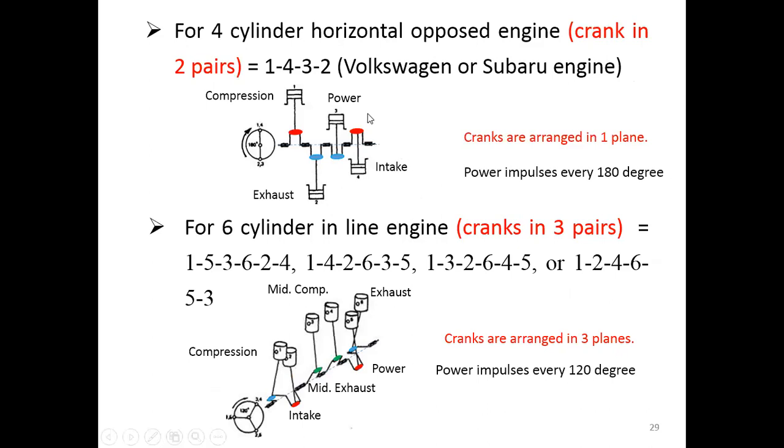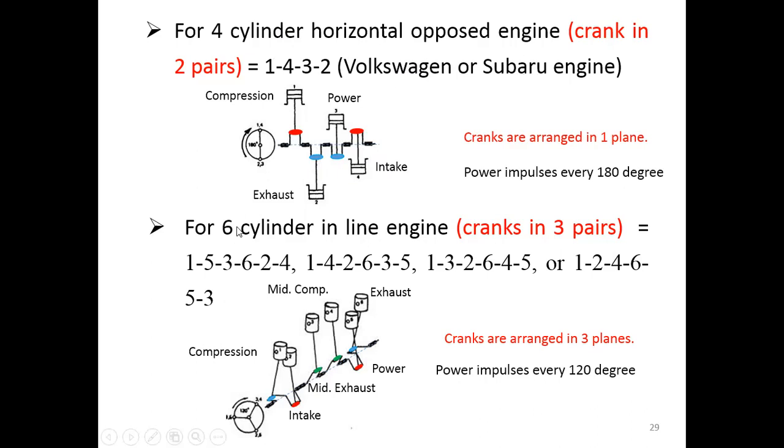Again, showing here, you have cranks in 2 pairs, the red color and the blue color. They are all on the same plane. The power comes every 180 degrees. This is the horizontal opposed engine. At the beginning, in the previous lecture, I only mentioned the Subaru. In fact, we have the Volkswagen as well that used to have the boxer type engine here.